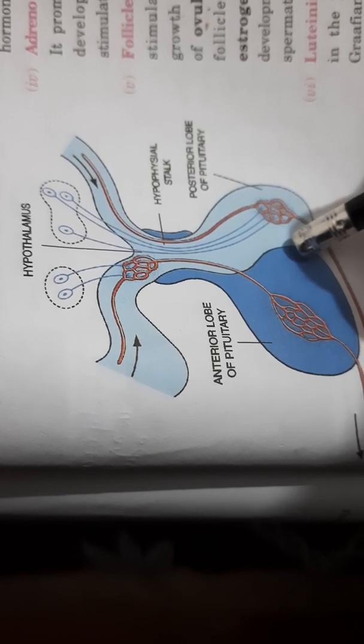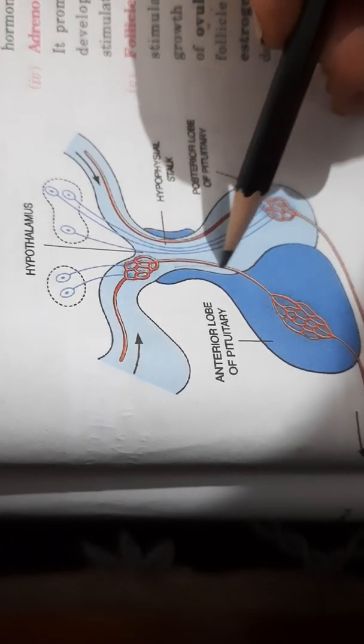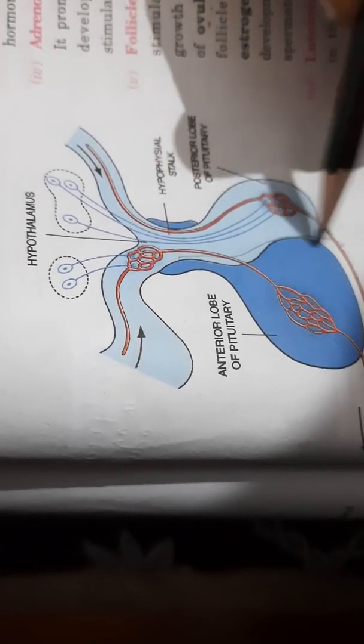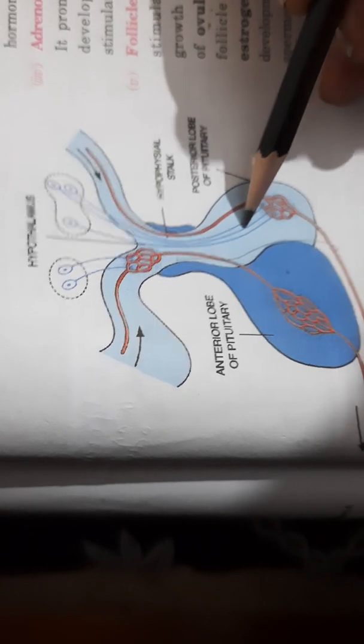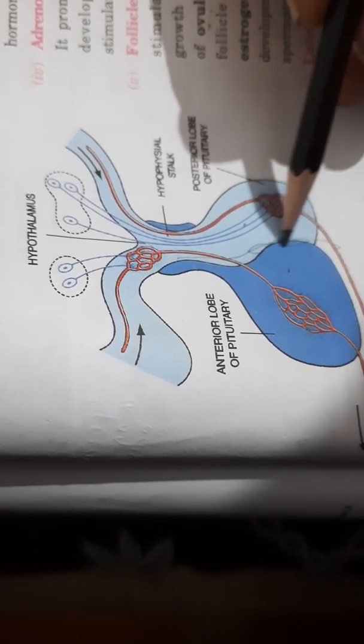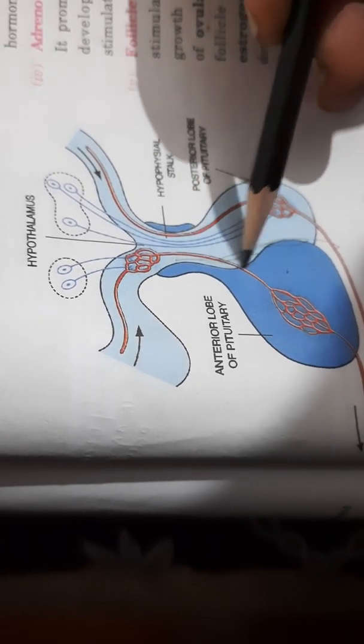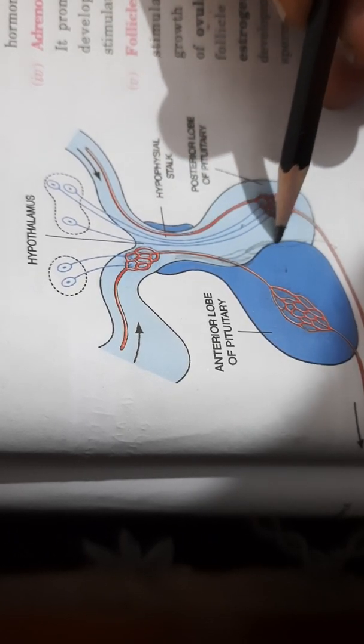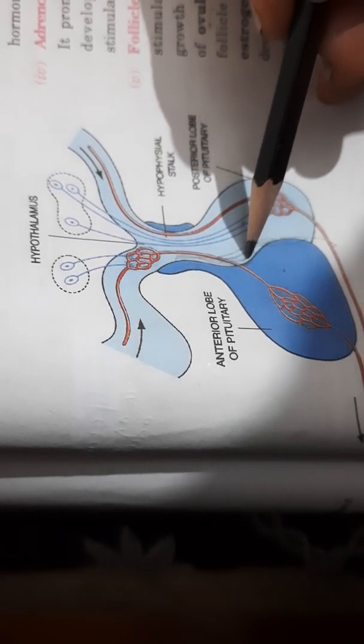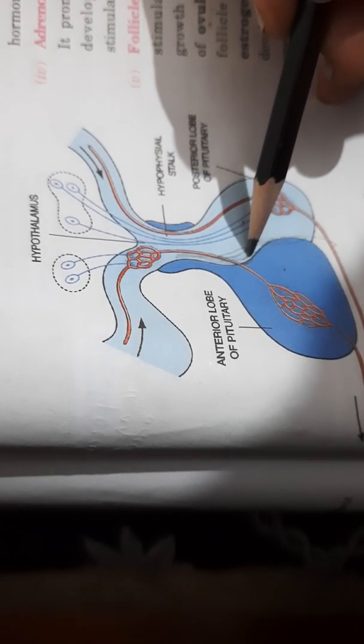This intermediate lobe is non-functional in human beings. Somewhere here, joining these two lobes in the center, this is the anterior lobe, this is the posterior lobe, and in the center is this intermediate lobe, which has got no role to play in human beings. It is only active in the lower group of animals.